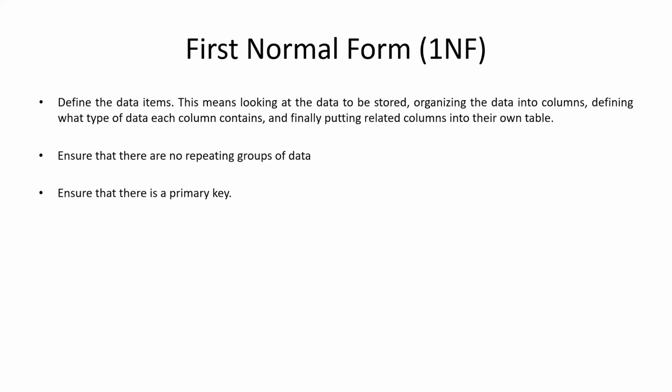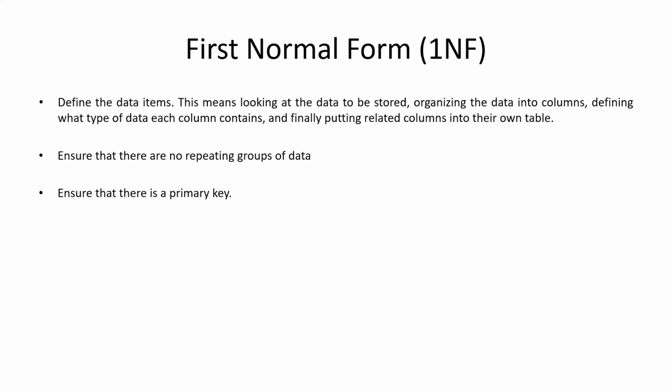And finally, putting the related columns into their own tables, which means, if you have noticed, we have created two tables. In one table, we have the personal information of the employee: name, address, city, phone number, etc. And in another table, the official information like department, designation, salary, and so on. Okay? Right, sir. All right. So this is all that is said by the first normal form.